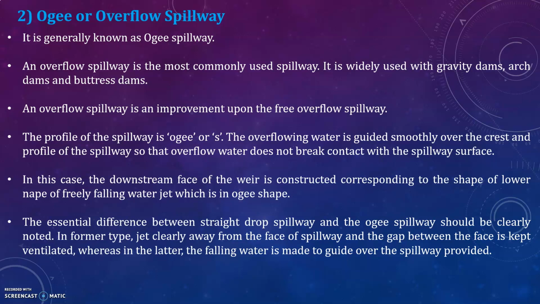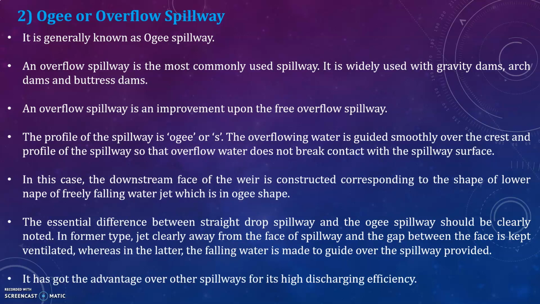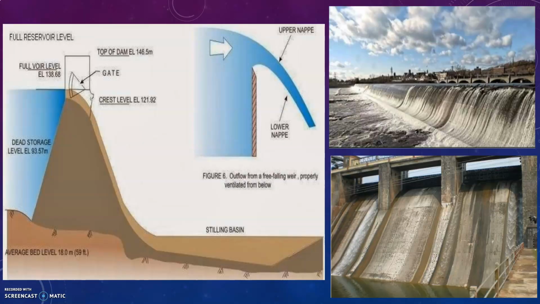The essential difference between straight drop spillway and the ogee spillway should be clearly noted. In the former type, the jet clears away from the face of the spillway and the gap between is kept ventilated, whereas in the latter, the falling water is made to guide over the spillway provided. This is the difference between the free flow spillway and overflow spillway. It has the advantage over other spillways for its high discharging efficiency.